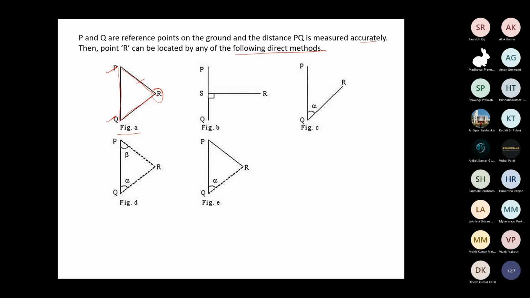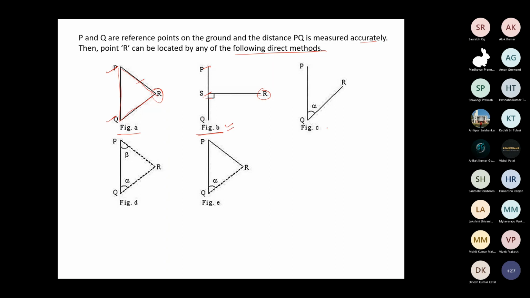Yes, sir. Okay. In figure B, what is there? I know P and S. And if I know S and R, still I am able to locate R. Can I locate R if I know only two measurements, PS or it can be SQ? No problem. And if I know SR, it is perpendicular. Still I can locate R. Yes, sir.